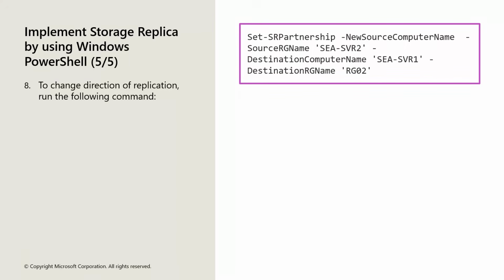Let's wrap up our PowerShell implementation of Storage Replica. To change the direction of replication, use the Set-SRPartnership command. For example, you can switch the source and destination servers if needed. Note, you cannot change the replication direction during the initial sync, as this could lead to data loss.